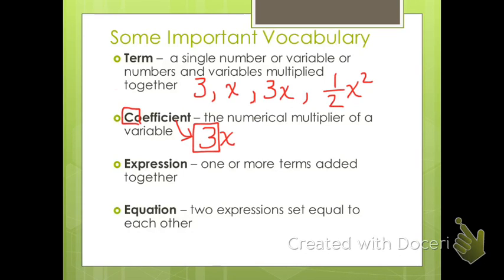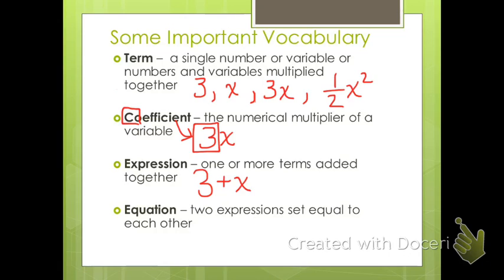Okay, an expression is one or more terms added together. So 3 plus x would be an expression, the sum of 3 and x. An expression could also be any of these single terms that we have up here. Each of those would be an expression, but expressions can include more than one term. So we can add those together.